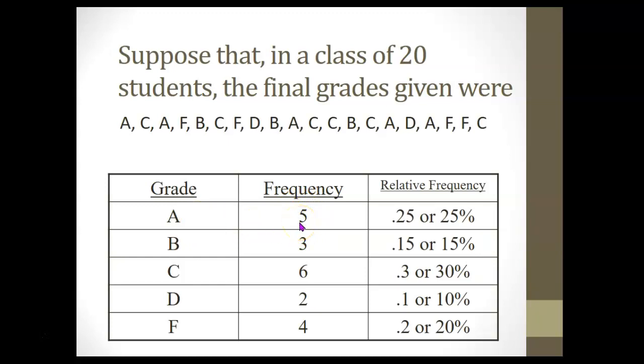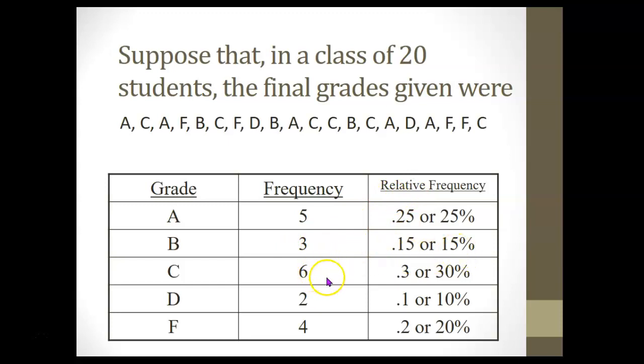Now, if there were 5 As out of 20 in all, 5 out of 20 is 25% of the grades. You can calculate that by taking 5 divided by 20. And if you do that on a calculator, it'll come up as 0.25. So if you write it in decimal form, the relative frequency is 0.25. If you'd rather write it in percent form, you just move the decimal point 2 places over to the right and say that's 25%. So 3 divided by 20 is 0.15, which is 15%.